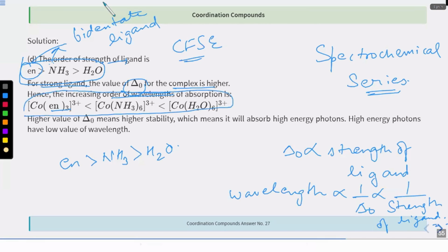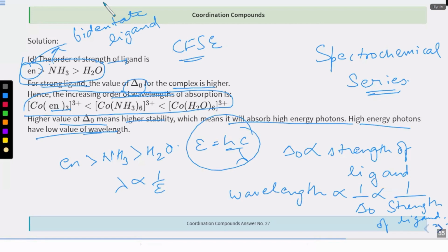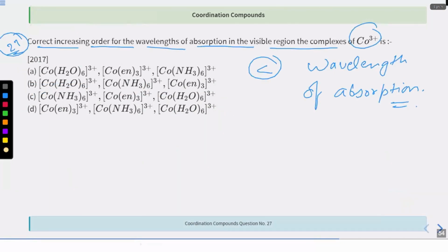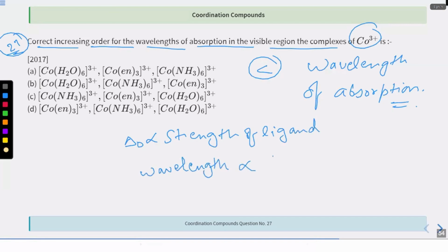Delta O would be highest for this one, then this, and this. And wavelength is inversely proportional to delta O. So this is the right order. Higher value of delta O means higher stability, which means it will absorb higher energy photons. Higher energy photons have a low value of wavelength because lambda is inversely proportional to energy, since E is given by hc by lambda. So please remember that delta O is directly proportional to the strength of ligand. Delta O means splitting energy in the case of octahedral complexes. Strength of ligand increases delta O, and wavelength is inversely proportional to delta O, which means it is inversely proportional to the strength of ligand.